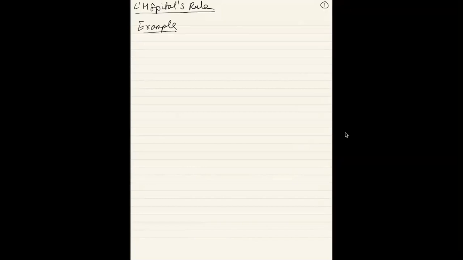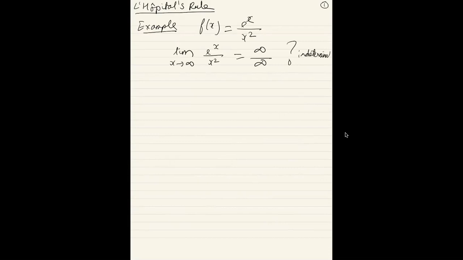Let's consider a function given by f of x is equal to e to the power x divided by x squared. And let's say we are interested in calculating the limit of this function as x tends to infinity. What's the value of this function? If you try to calculate it directly, you will see that the numerator goes to infinity, e to the power infinity, and the denominator also goes to infinity, which is what is called an indeterminate form, infinity divided by infinity. We don't know how to calculate it.